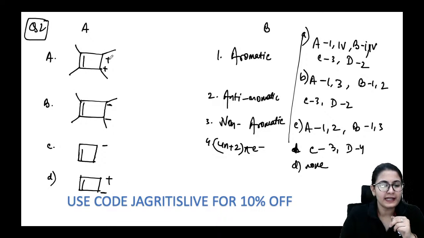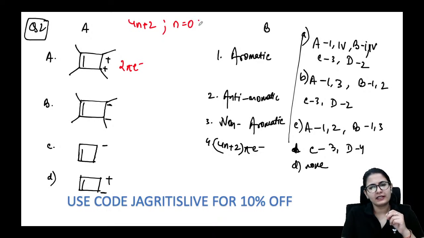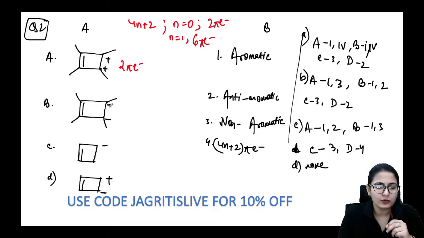What is the number of pi electrons in option number A? Option number A, what will it be, guys? There is a 2 pi electron system over here. So when you put in the 4n plus 2 system, when you put n equals 0, you have 2 pi electrons. That is aromatic. When n equals 1, you have a 6 pi electron system. That is also aromatic. So this is 2 pi, this is 6 pi electrons, and what is this?